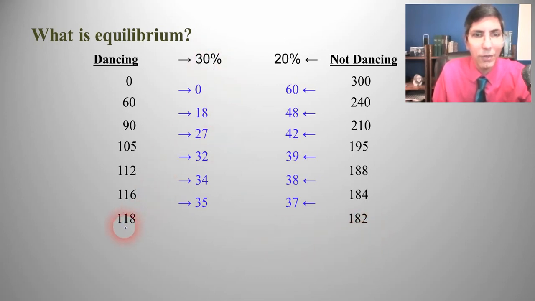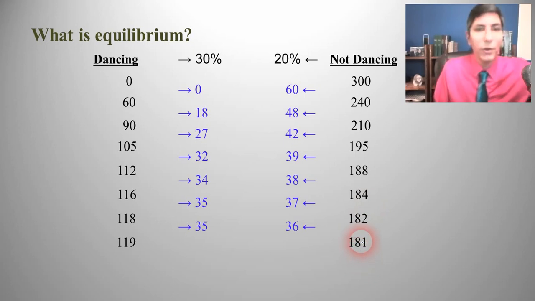30% of those that are on the dance floor will sit down. So 30% of 118 is 35. And then 20% of those that are sitting down are going to get up and start dancing. So 20% of 182 is 36. So this time the direction is a net +1 in the direction of the dance floor. So this is going to go up by 1. And then the not dancing goes down by 1. So 181.